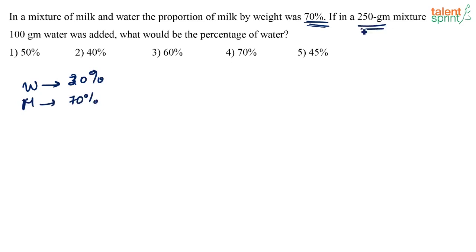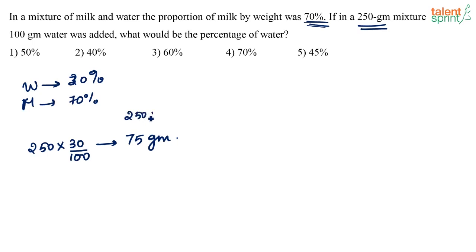If I am taking a 250 gram mixture and I am adding 100 gram water to it, how much percentage of water is there? So very easy. How do you find that? See, in 250 grams, what is the amount of water that is there actually? 250 into 30 by 100, that is 30% of this 250 grams is water, correct? That is 250 into 0.3, which is nothing but 75, right? Out of this 250 grams, 75 grams is water, right?